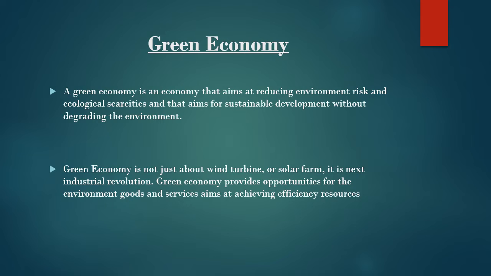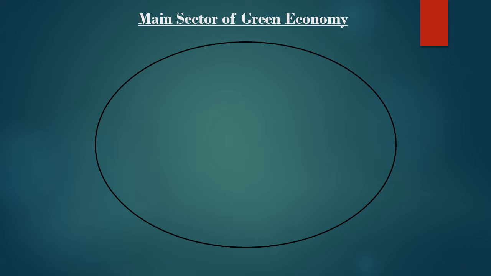So simply, we can say that green economy is the economy that reduces environmental risk and aims to maintain the level of greenhouse gases in our atmosphere while fulfilling the demand of present society. So let's move to the next topic. Our next topic is the main sectors of green economy. There are a few sectors which help to promote the green economy in the society.